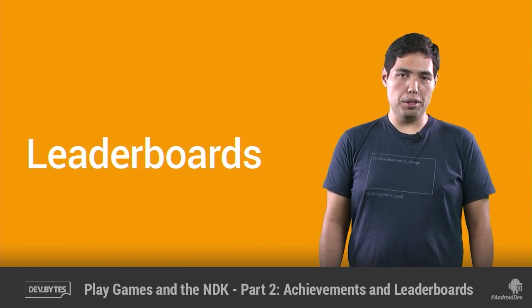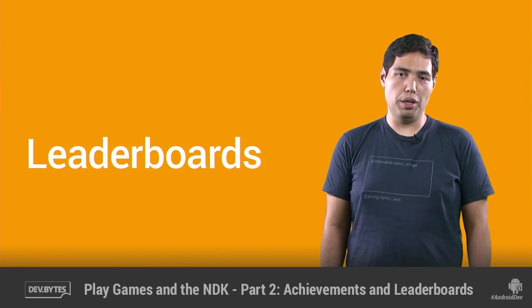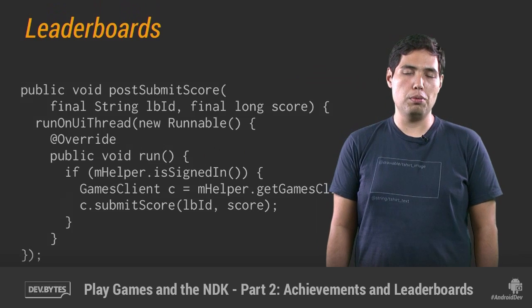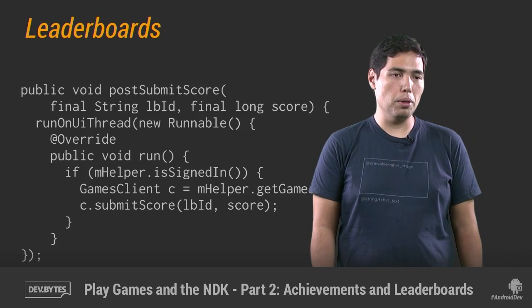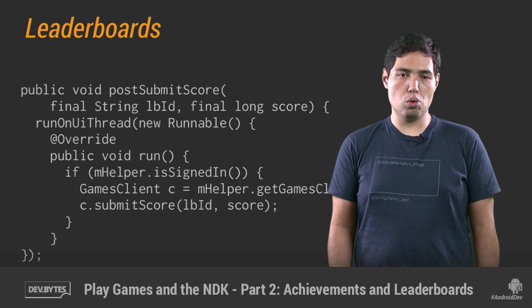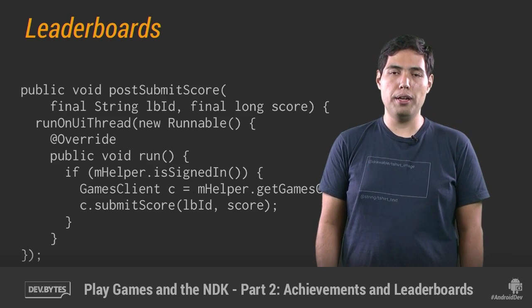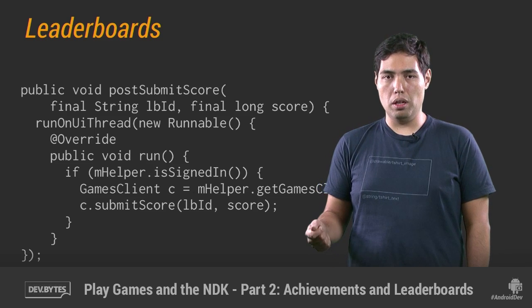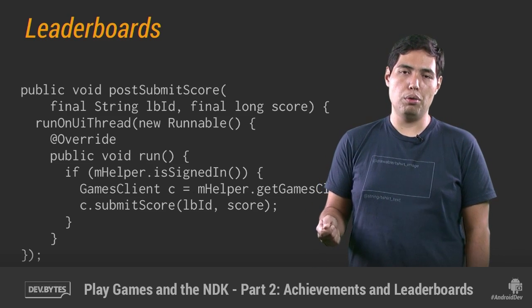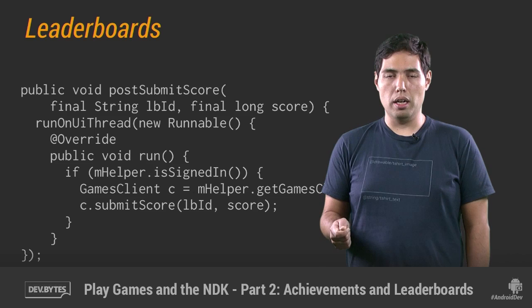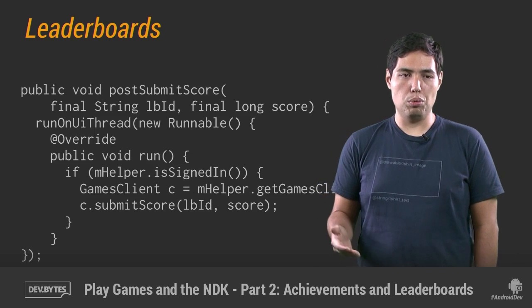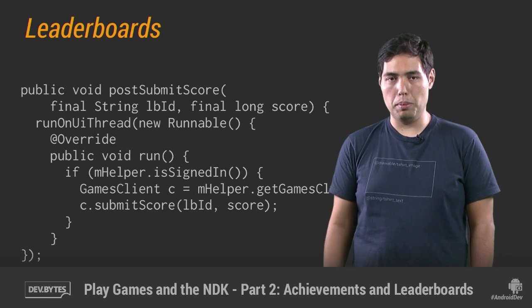Now let's talk about leaderboards. When you have leaderboards, it's pretty much the same as achievements because the method calls are pretty similar. You have the post submit score, which is made in the same way as post unlock achievement. So it's just run on UI thread, and inside of that we're posting to the UI thread, and then on the UI thread we're calling games client submit score. So that's what's actually submitting the score.